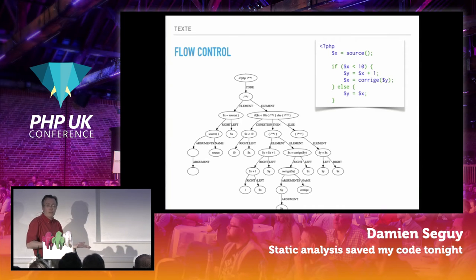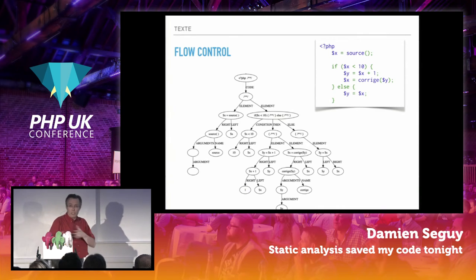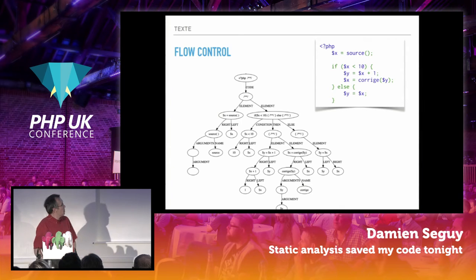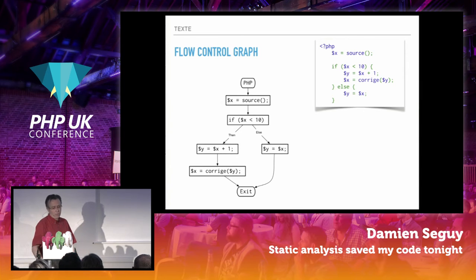That's exactly what you want from an if, right? If there is a condition met, then you do something. Otherwise, you go on the else, if it's there. The AST will probably look like that. And the other diagram we want would be a flow control graph that looks like that.